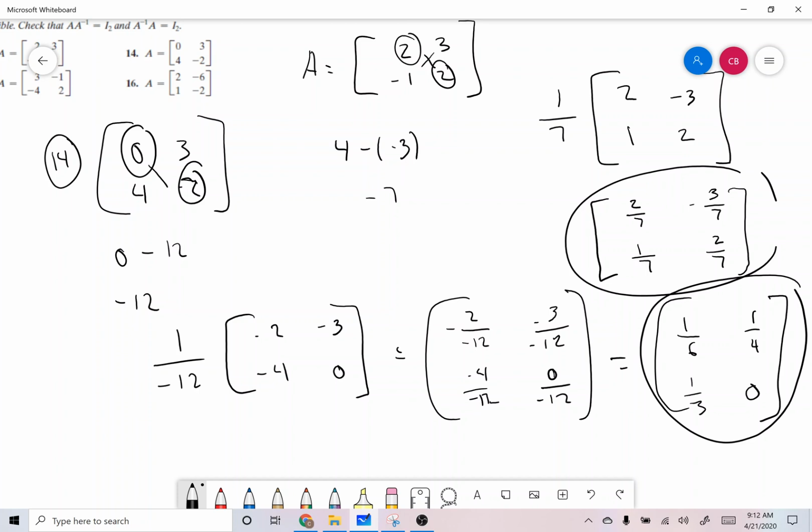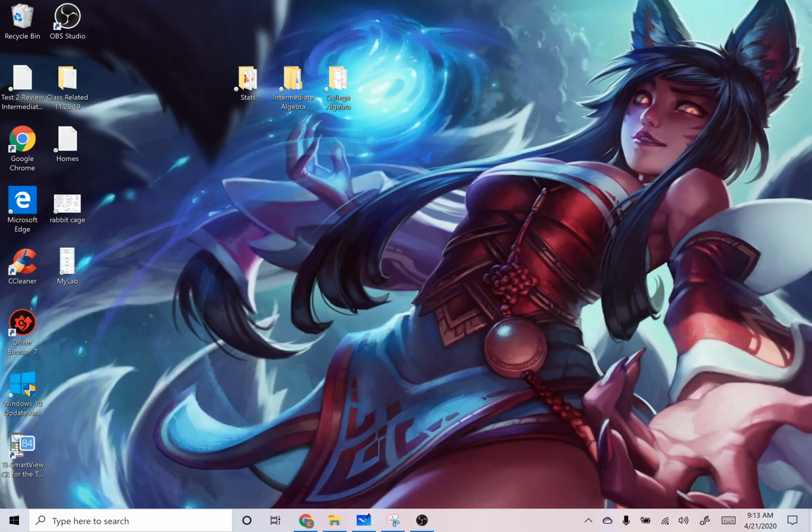Okay, guys, I hope this makes sense so far. I'm going to make another video. I'm going to do one more example of 2 by 2. I'm going to do it a different way, and then I'm going to show you why I'm doing it the different way, because you can't use this method for 3 by 3 matrices.